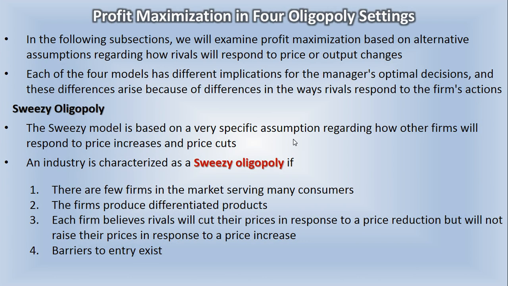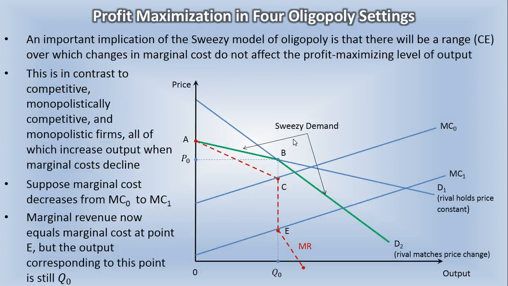The firms produce a slightly different version of what everybody else produces, a differentiated product. Each firm believes that their rivals will cut their prices in response to price reductions, but not increase prices in response to price increases, which creates a kinked demand curve, which creates a weird sort of marginal revenue curve. And of course, barriers to entry exist.